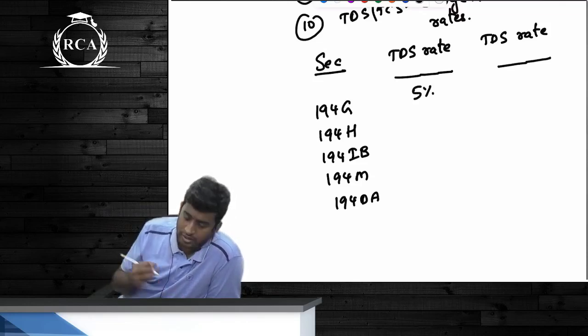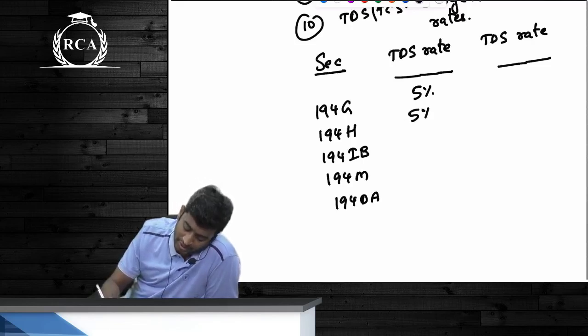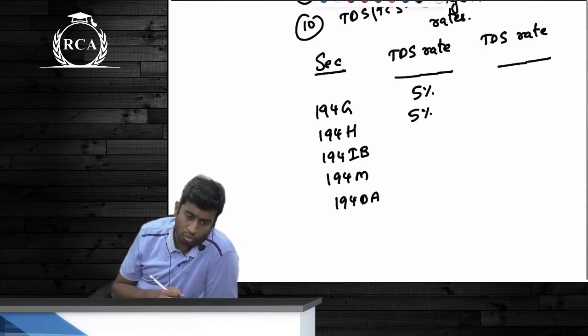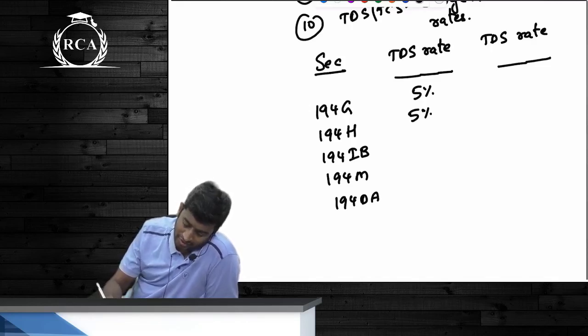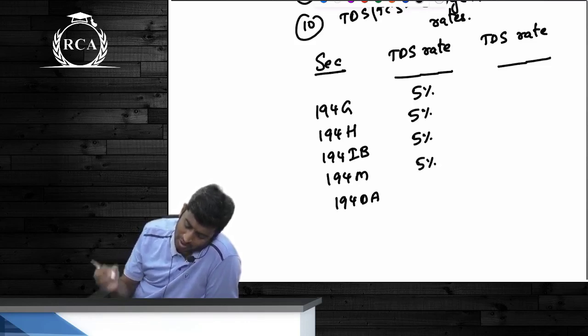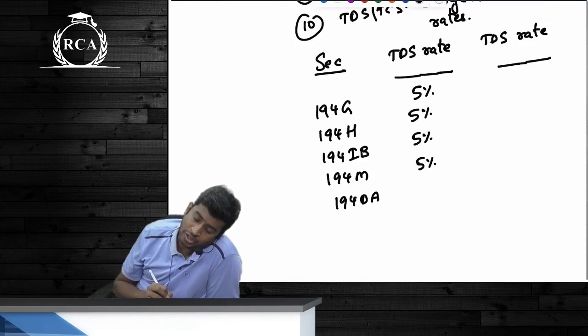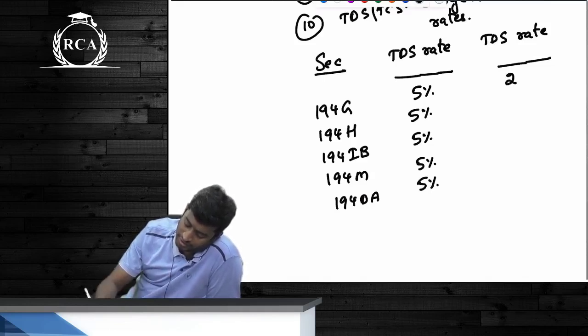The TDS rate is 5%. Next one, 194H, other commission. There also the TDS rate is 5%. Next, 194IB, special rent, where the limit was 50,000 per month. Next, 194M, personal transactions, limit amount 50 lakhs. There also it is 5%. 194DA, maturity amount on life insurance. There also the TDS rate was 5%, which they have revised to 2%.